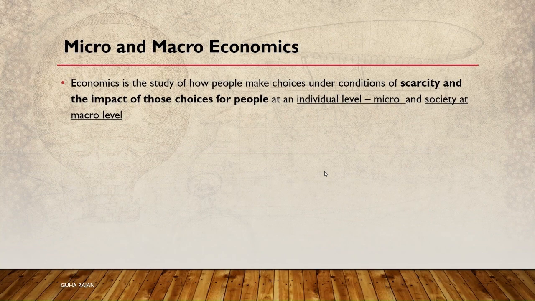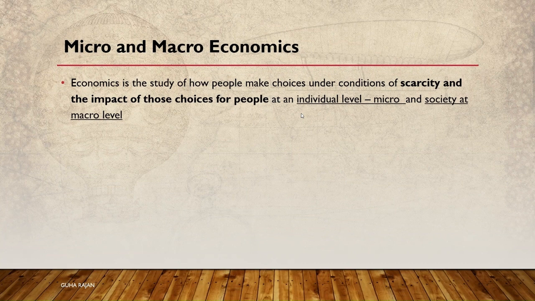So, micro versus macroeconomics. What is micro? The word itself says it is at the lowest level: how people make choices under conditions of scarcity, and the impact of those choices at an individual level. At a society level, it is macro. It could be at the state level, where some states do well in GDP with higher returns, whereas a few states are not doing well and have a lower GDP. Then comes the country level also.